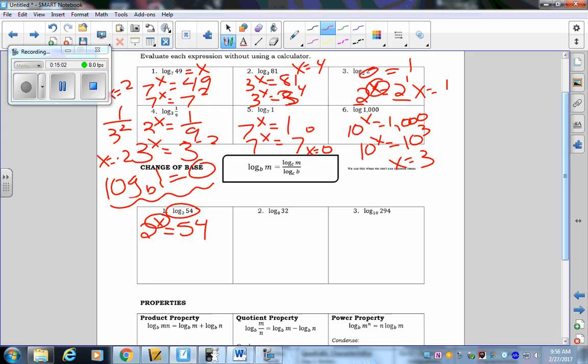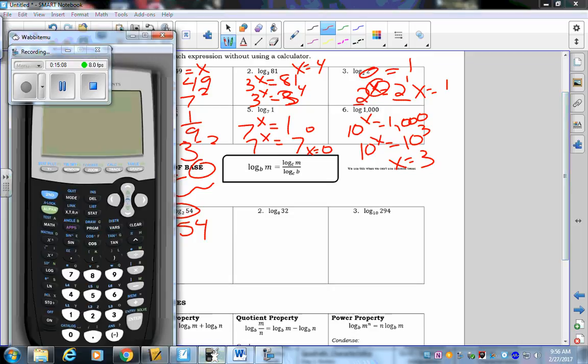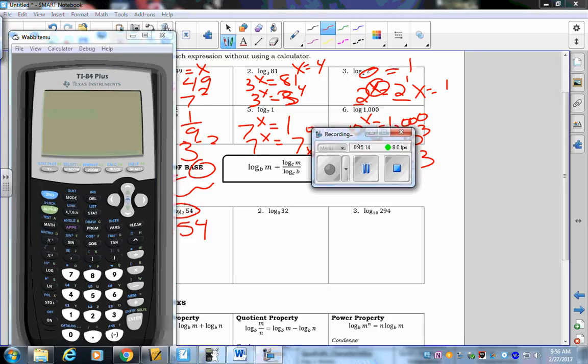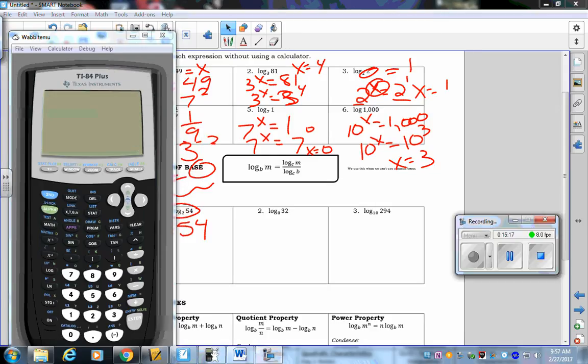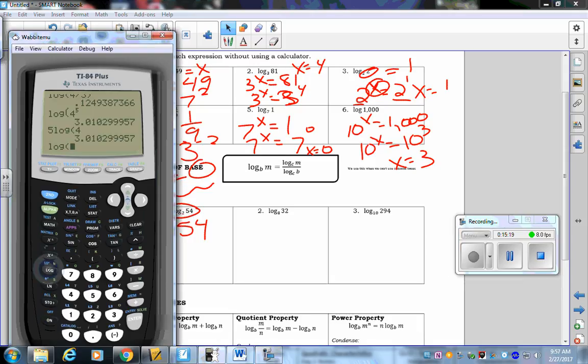So what you used to have to do, well, what they used to have to do is use charts and stuff, but then you just have to go on your calculator. Now your calculator, look for log, it's right here, okay? When you hit the log button, it always will show up as a log of base 10. So when you see that log button and you type it in, that's a base 10.